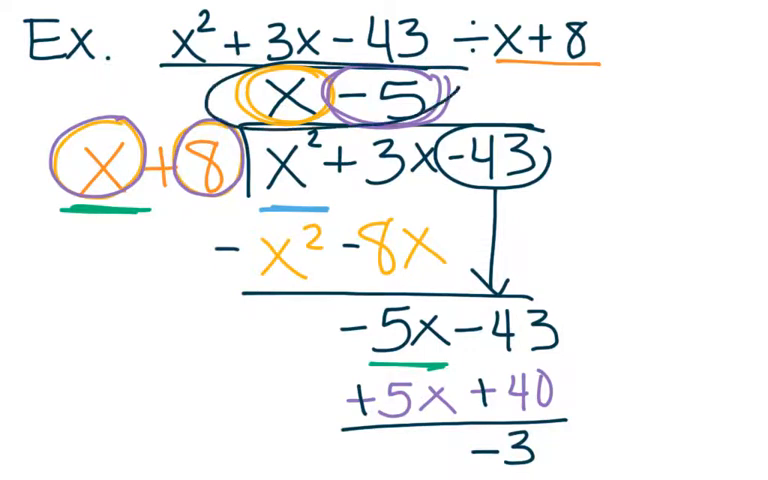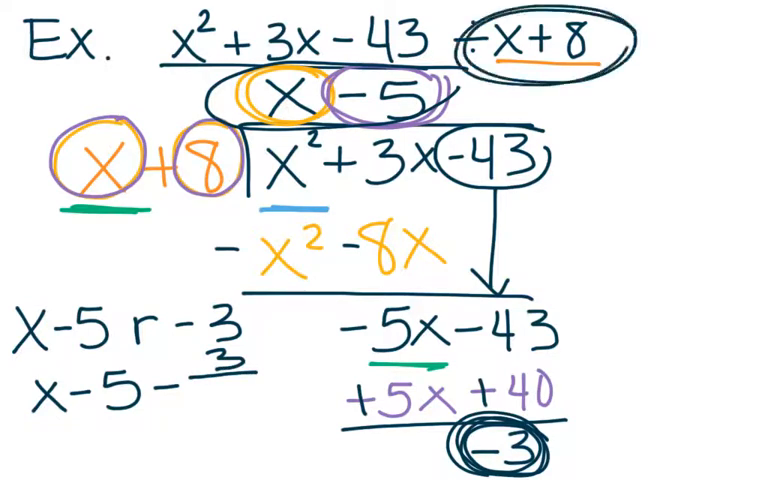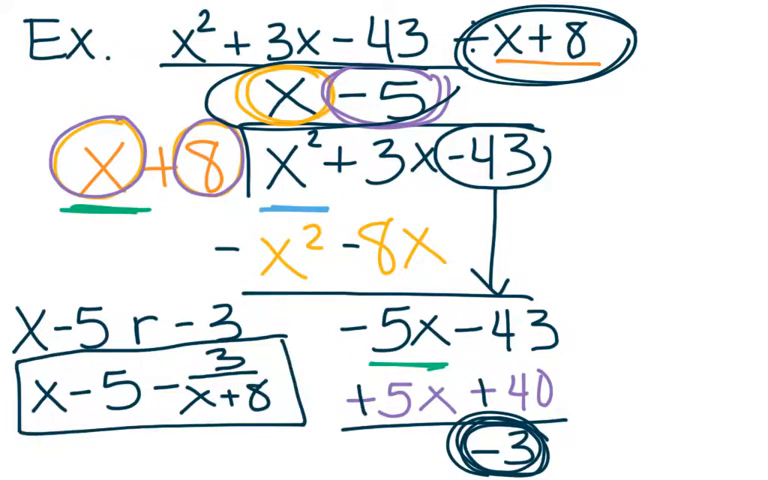What you write up top is your answer, so x minus 5, and the number down here is your remainder. So you might have done something like this in middle school or elementary school. The way we do it in Math 3 is we're going to write it like this: x minus 5 minus 3 divided by what we were actually dividing by, x plus 8. That's how you're going to write remainders from now on.